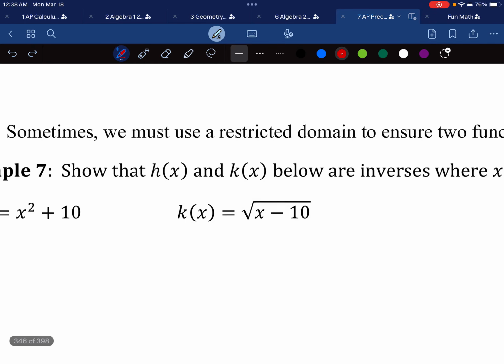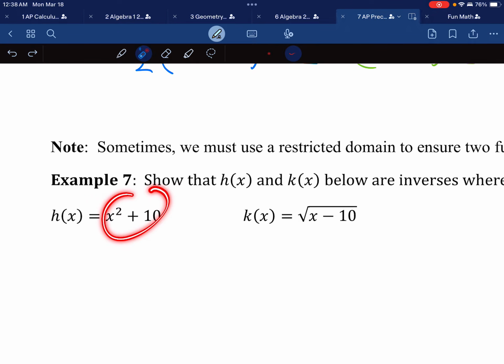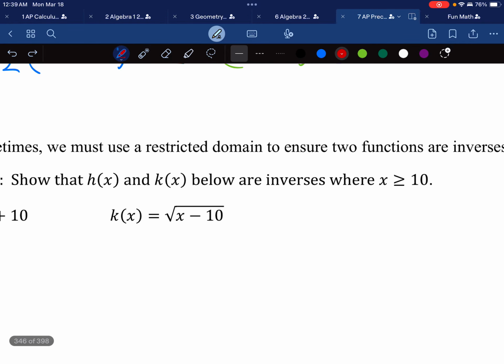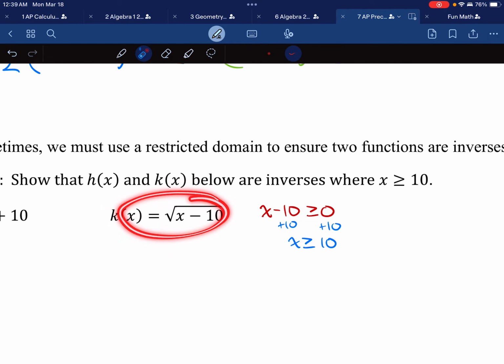So over here, none of these are dividing by anything, so I can't accidentally divide by 0. But this one could potentially be disastrous if the inside here is negative. So I need to make sure that the inside here is not negative, which means I want to say something along the lines of, make sure x minus 10 is always greater than or equal to 0. If that's the case, if I add 10 on both sides, then that means x has to be greater than or equal to 10. This is the domain restriction for this k of x function.